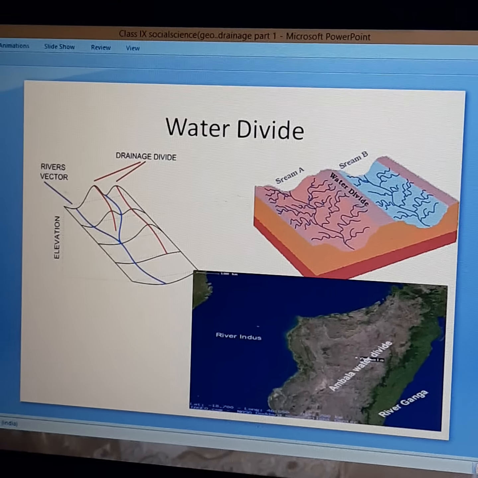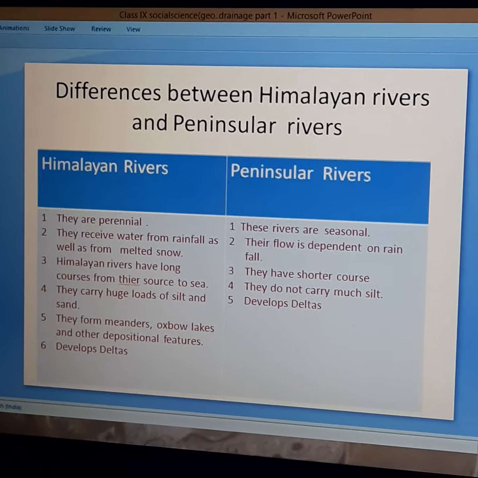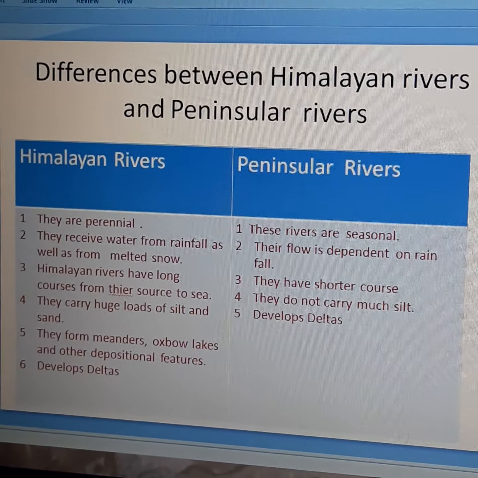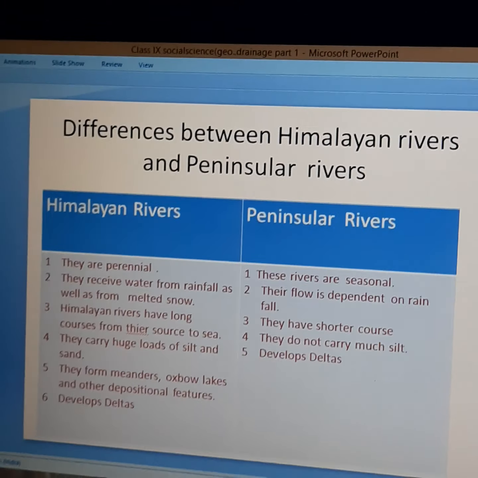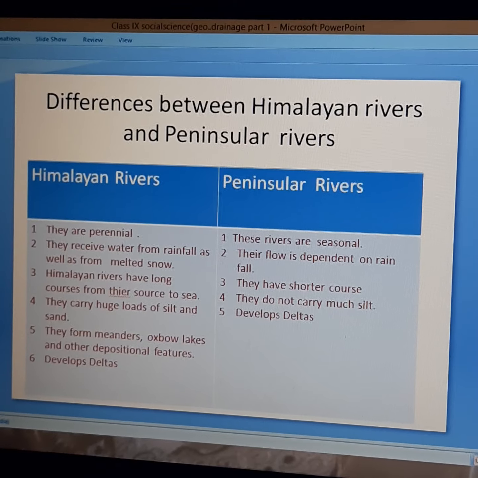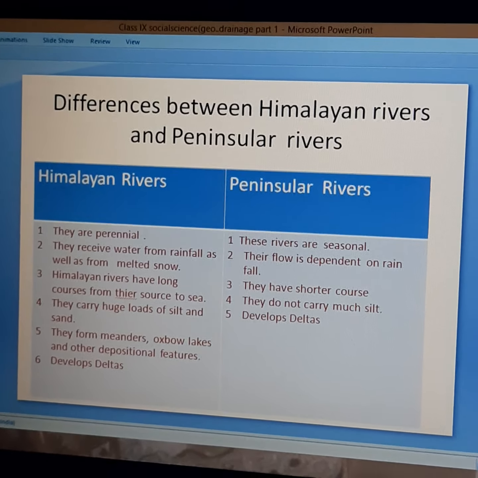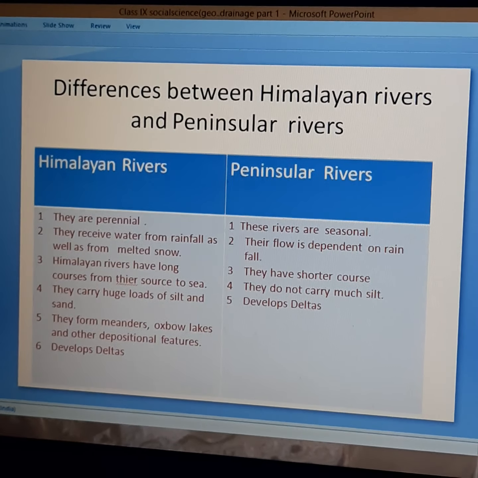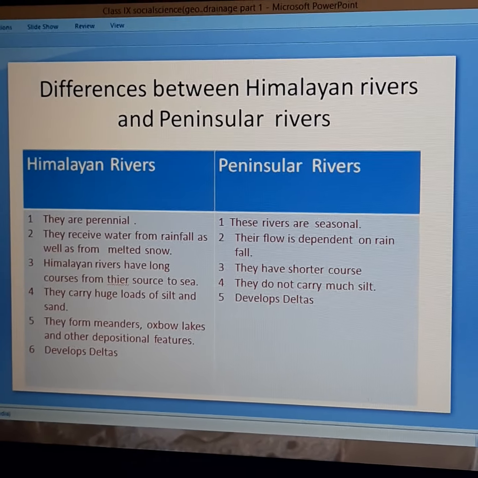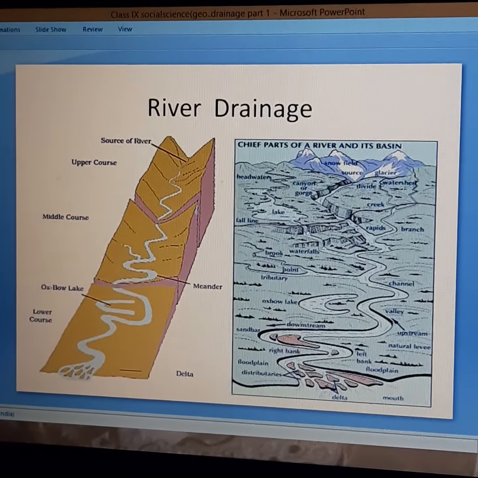Apart from this, the two major physiographic regions of our subcontinent, that is, the Himalayan and the peninsular rivers, are different from each other in many ways. Himalayan rivers are perennial, which means continuous. They have water throughout the year, and they receive water from rainfall as well as from melted snow from the lofty mountains. Himalayan rivers are long in course.